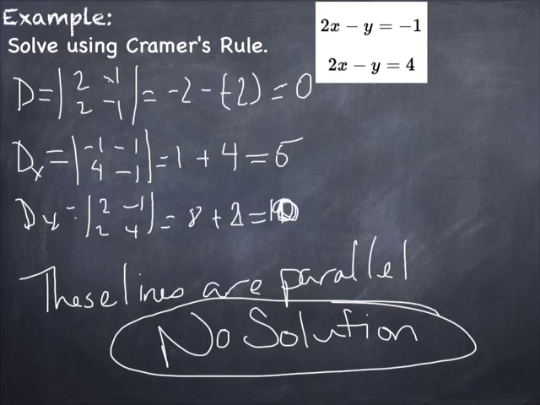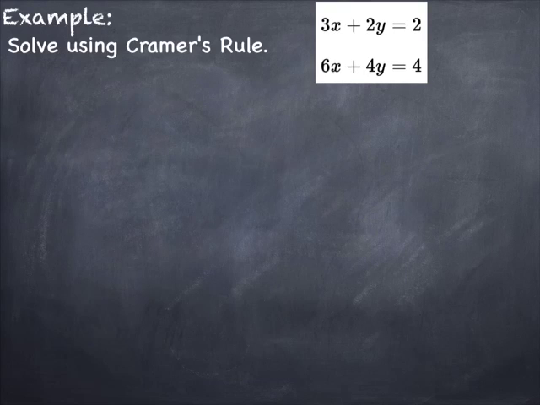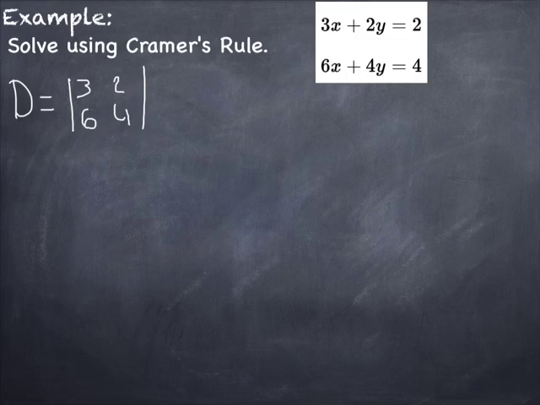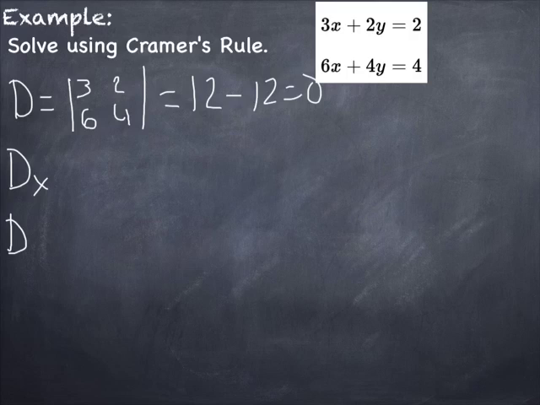So let's look at what happens in the other instance. 3x plus 2y equals 2, 6x plus 4y equals 4. Let's work this through. The determinant, 3, 6, 2, 4. 3 times 4 is 12, minus 6 times 2, which is 12, which gives us 0. So it's either going to be parallel or the same line. Check Dx or Dy.